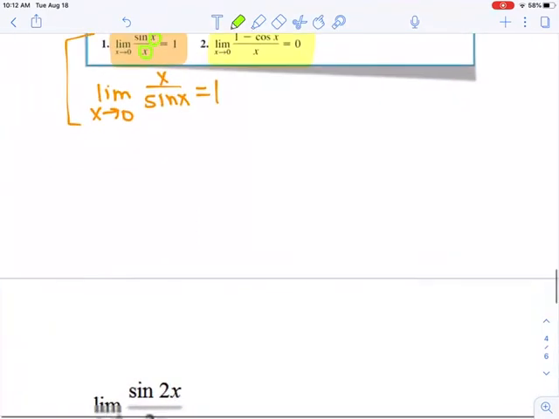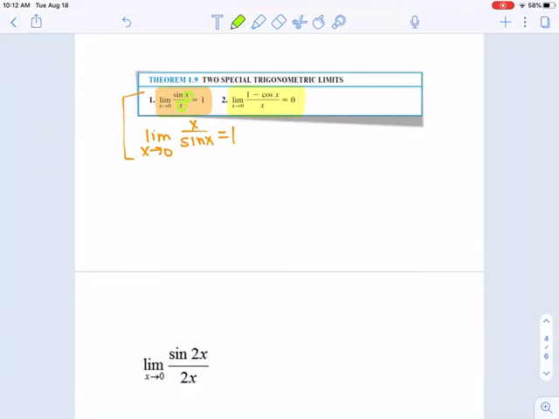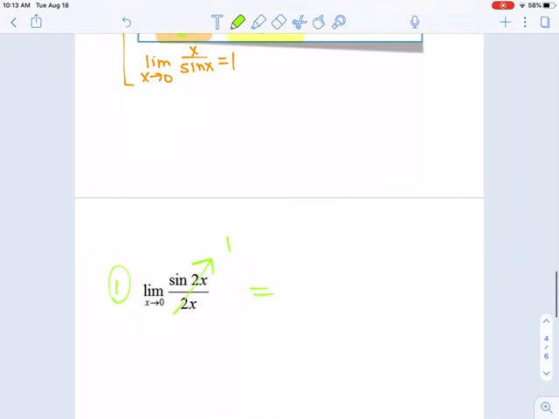What do I mean by that? Look at this first example. We have the limit as x approaches 0 of sine of 2x over 2x. This is fitting the pattern of this orange one up here. And since the angle and the denominator match each other, this is also going to go to 1.